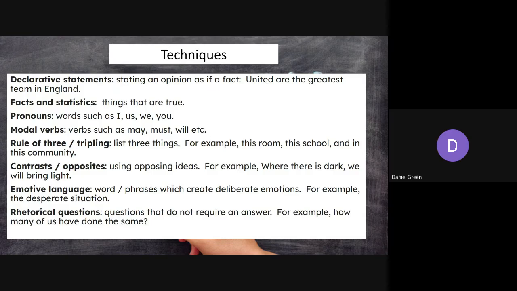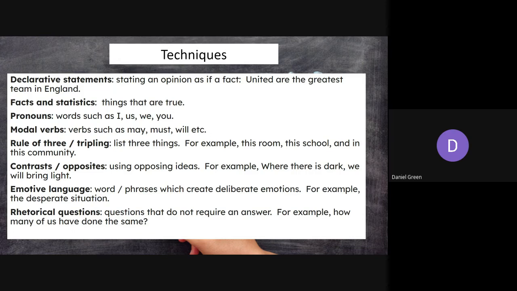So this room, this school, and this community, that would be tripling. Okay, you can use it in that way instead of just being alliterative. Constantly trying to ram alliteration in there just because you think it needs to go in with tripling is incorrect, really, and you don't need to force it in all the time.